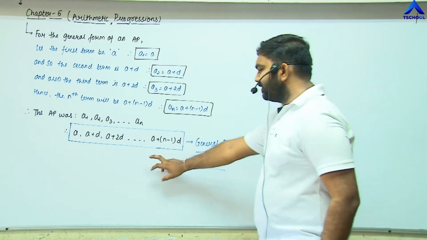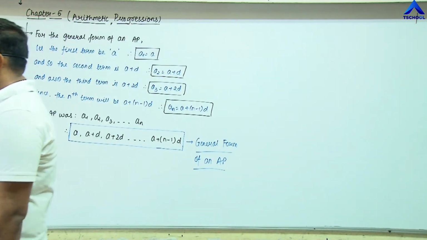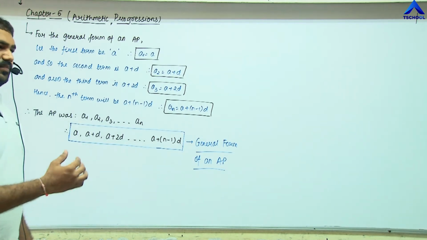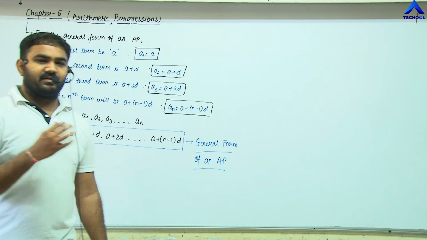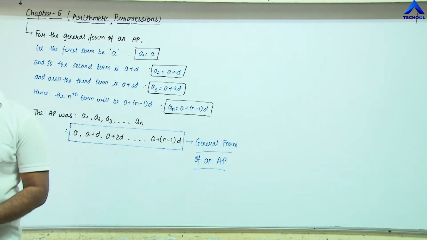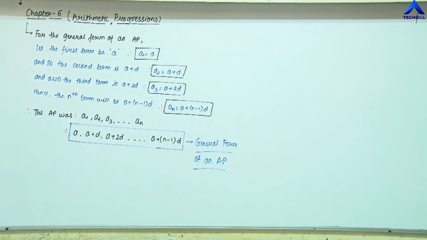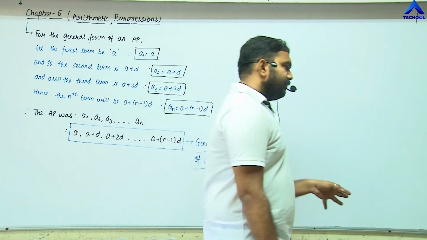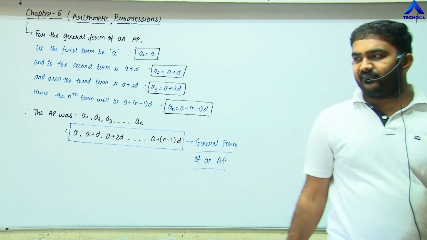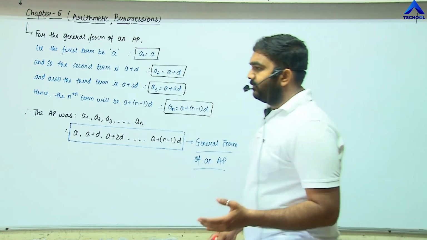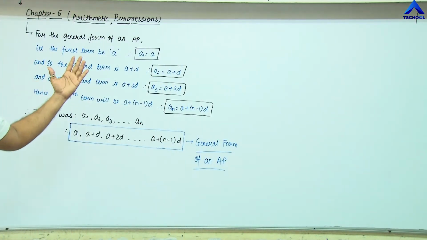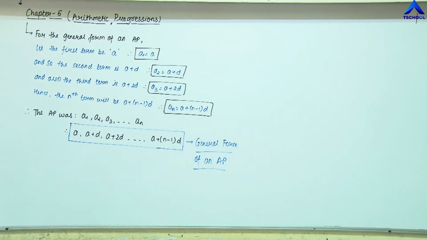Note it down, friends, that the general form of an arithmetic progression is a comma a plus d comma a plus 2d up to the last term, that is a plus n minus 1 into d, right? So this is the general form of the arithmetic progression. Is it clear? So that is about the basic description of the arithmetic progression. That was the introductory part of this chapter: what is an arithmetic progression, how can you find the arithmetic progression, and what is the general form of the arithmetic progression.